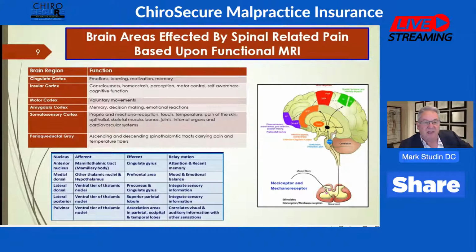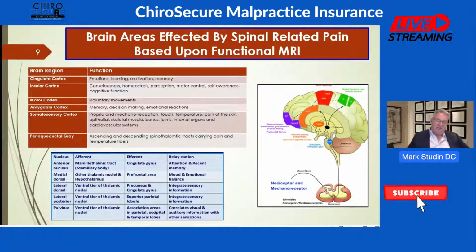memory. It affects consciousness, homeostasis, perception, motor control. It affects so many different things within the human body, which gives us answers.